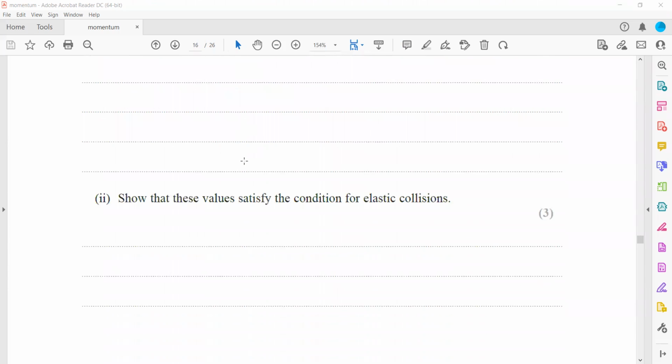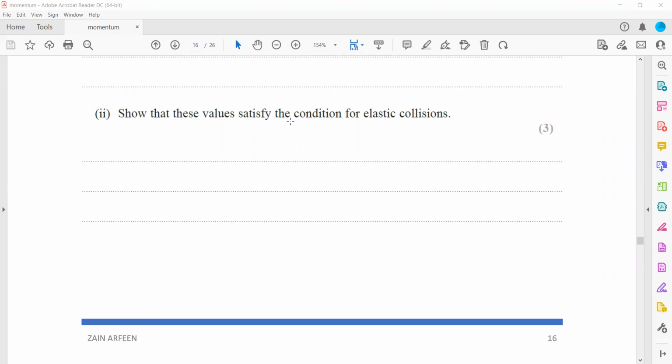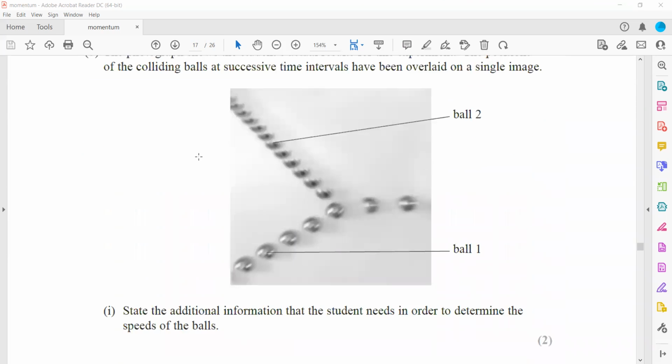In this part, show that these values satisfy the condition of elastic collision. So we have to calculate the kinetic energy before and after. We don't have to bother about the angle.